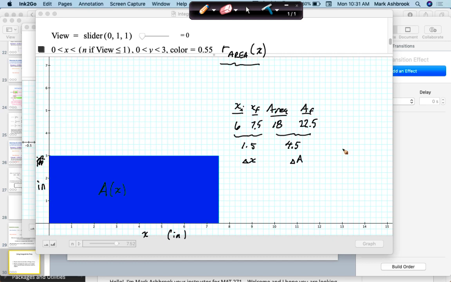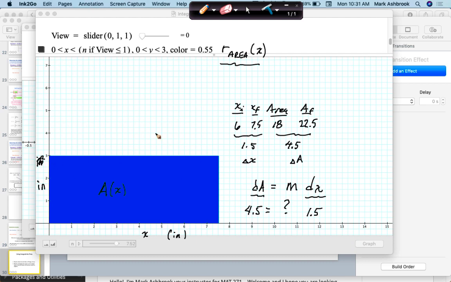Okay, delta x is 1.5, delta A is 4.5, and so what do we say? dA equals m dx, right? So we got our change in independent and our change in area. Here's one particular example. When the change in independent is 1.5, the change in area is 4.5. See that? Which means that the rate of change is 3. And that's the height of the rectangle, which is 3.